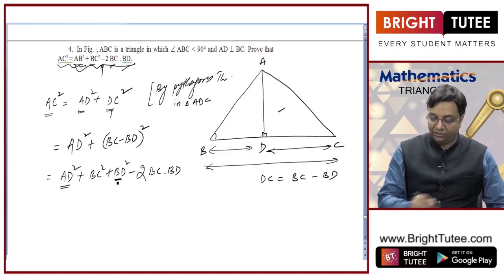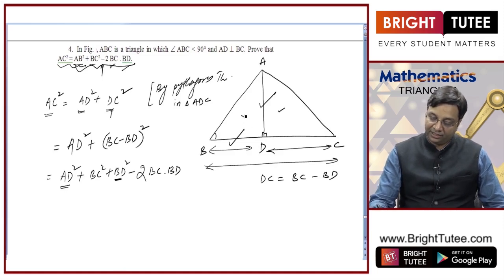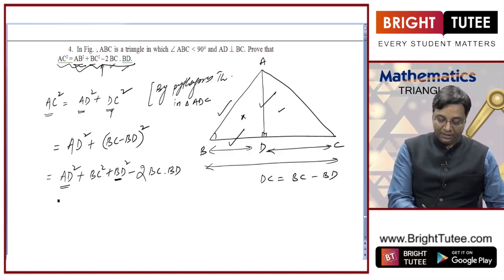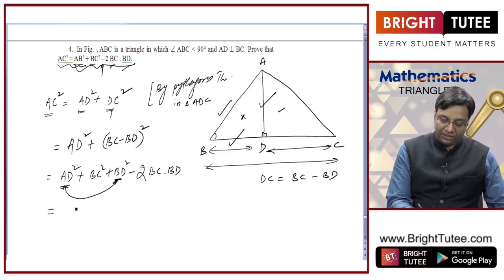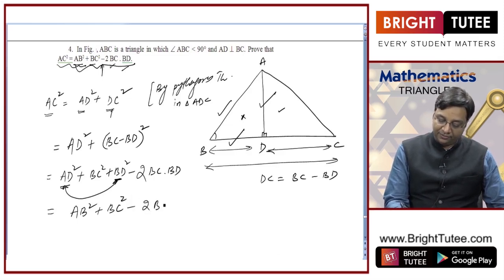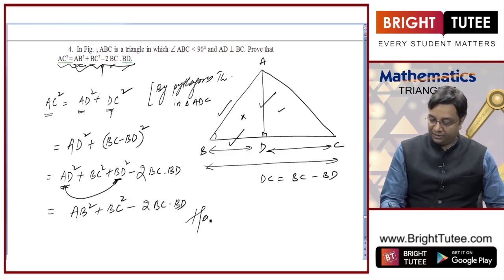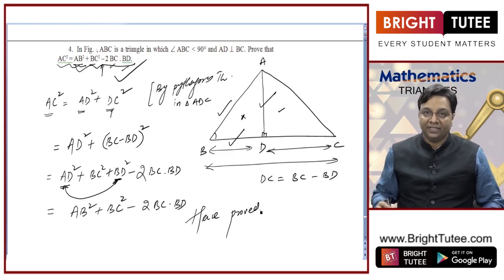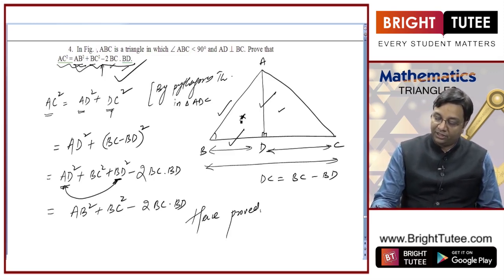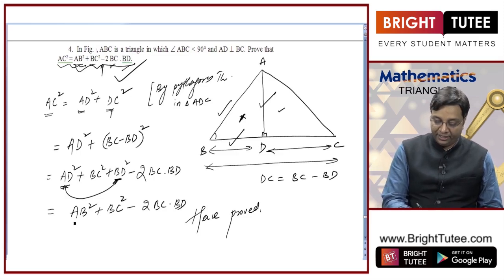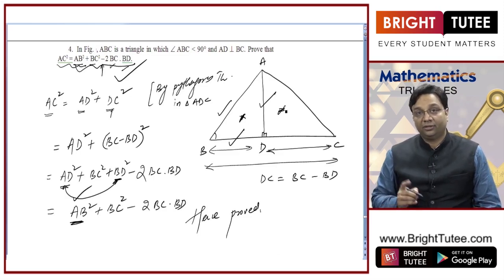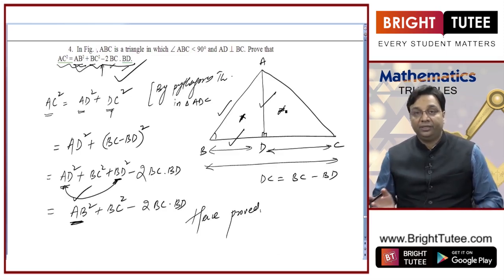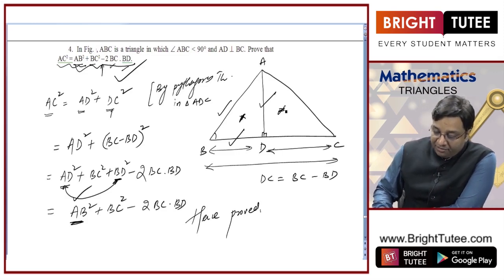Now look at this, AD square plus BD square. AD square plus BD square in this triangle will give me AB square. So let me club these two terms and write them as AB square, rest of the terms as it is. Hence this is proved, this result is proved. Okay, so I have used Pythagoras theorem on this triangle, that is triangle ABD, and written this result. Okay, and I used Pythagoras theorem on this triangle also. So this was just a simple application of Pythagoras theorem, right?